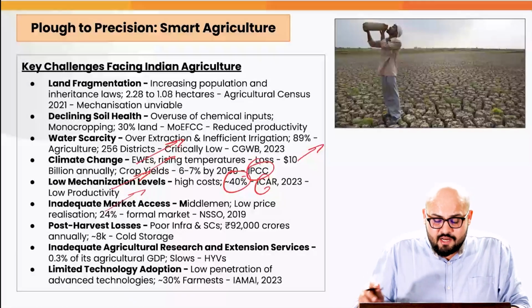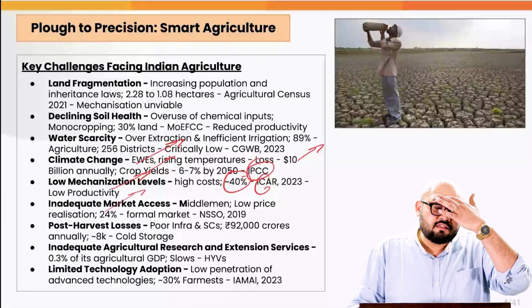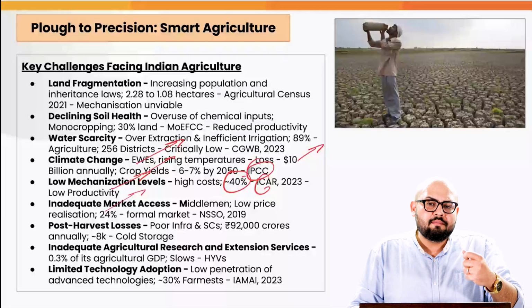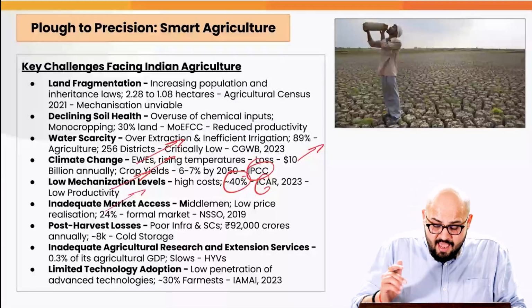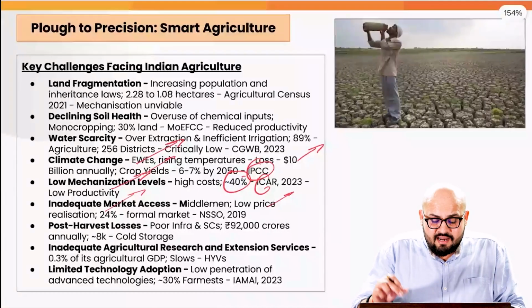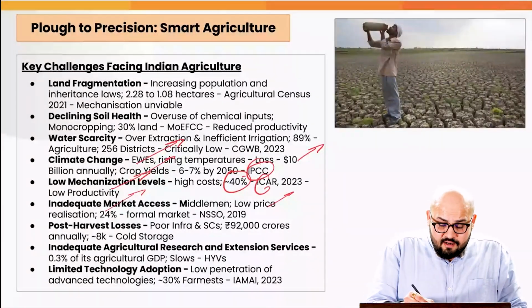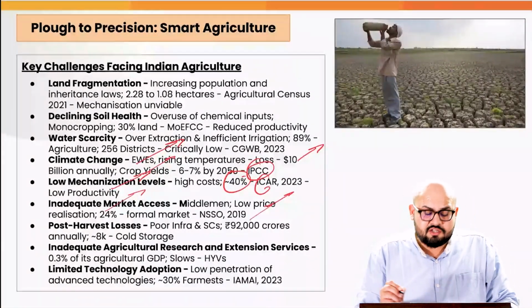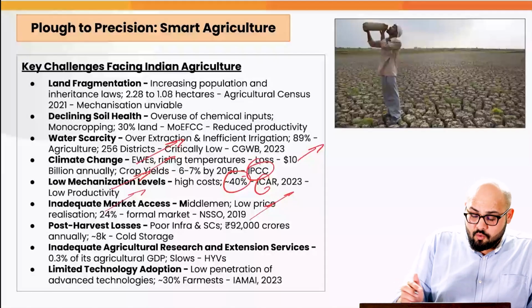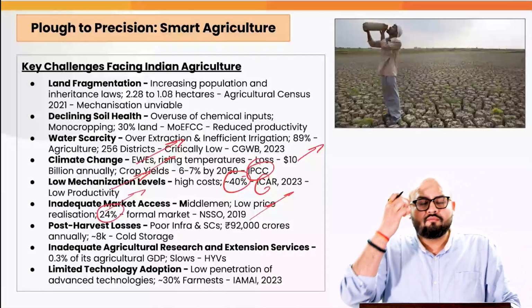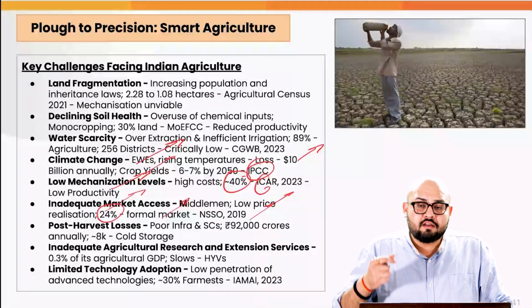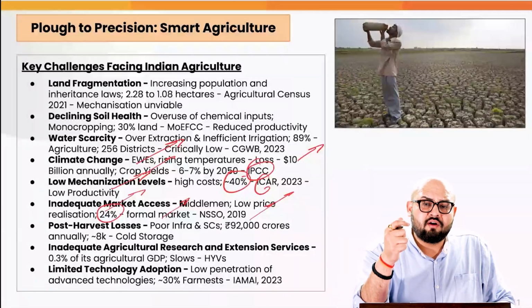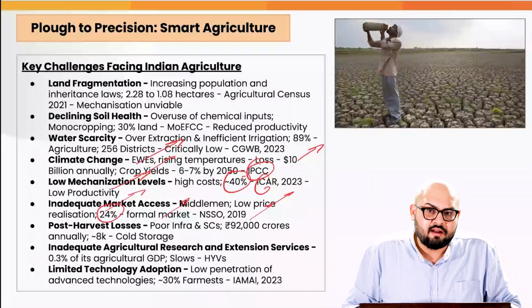Again, if we are not using these mechanized applications or instruments, that would lead to low productivity in the overall agriculture. Next is inadequate market access. What we see is that farmers are not able to get a fair price because of the involvement of middlemen, and again it leads to low price realization. According to data given by the National Sample Survey Organisation of 2019, only 24% of the total farmers in the country are able to access the formal markets. Imagine, almost 76% of the farmers are unable to access the formal markets and therefore they will not get the fair price.